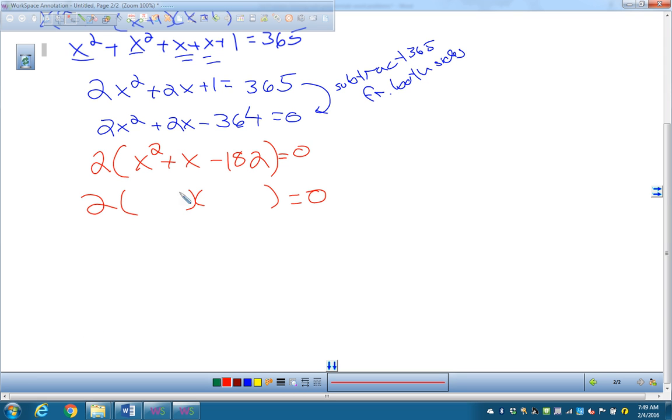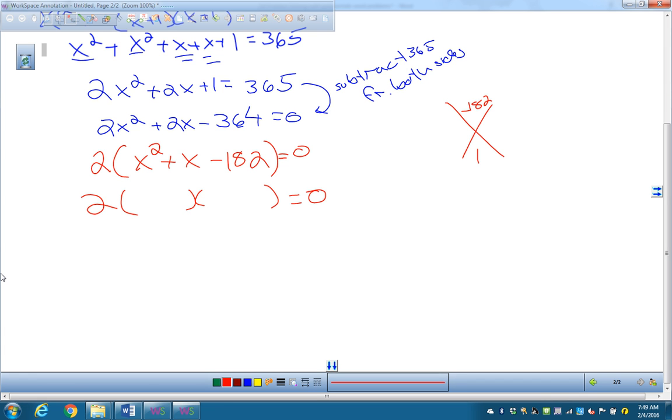Think of two numbers that multiply to negative 182 and add to 1. So those two numbers can only be 1 apart. I don't know what they are. You know what they are? Well, they're consecutive integers, right? So they have to be just 1 apart. So just guess and check.